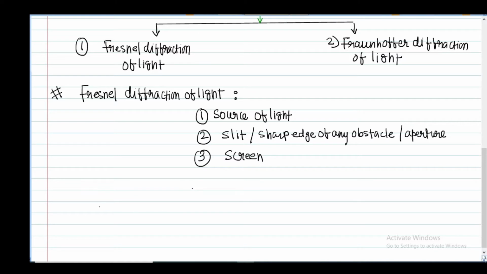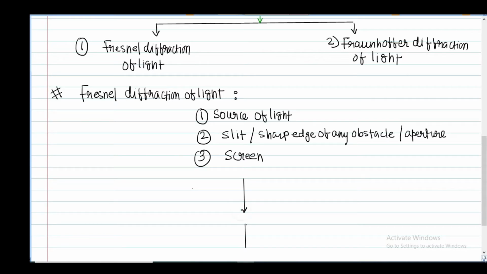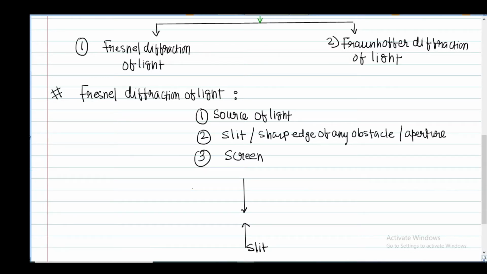Suppose I'm taking the obstacle here. This is the Fresnel diffraction of light. Suppose we have a slit like this, you can see. This is your slit, and we have the sharp edges of this slit. Suppose this is a very small hole here. This is your slit, and this is the sharp edge, shown by the arrow. And we have one screen also, which is just placed behind this slit. This is your screen.